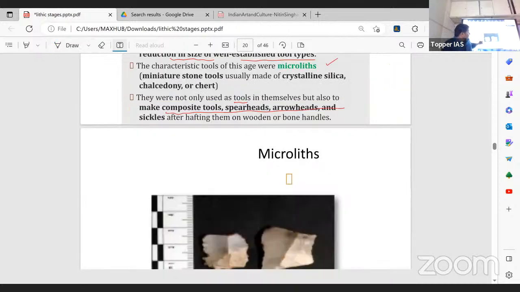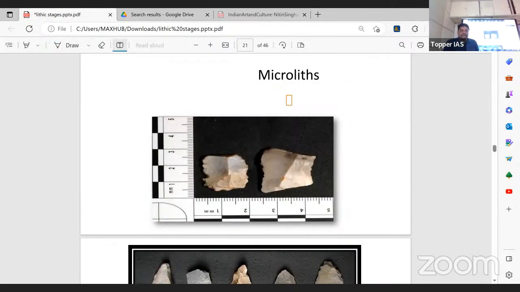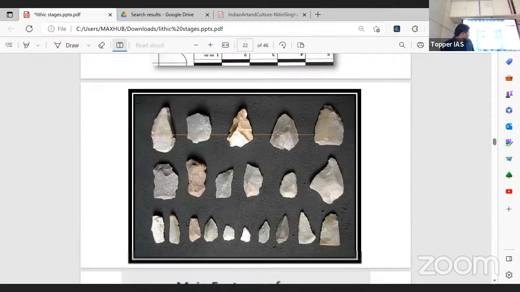Okay. So microliths, right? So miniature stone tools. Okay. So micro scale. So these are the different stone tools.